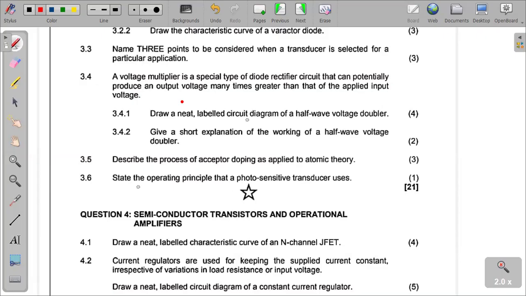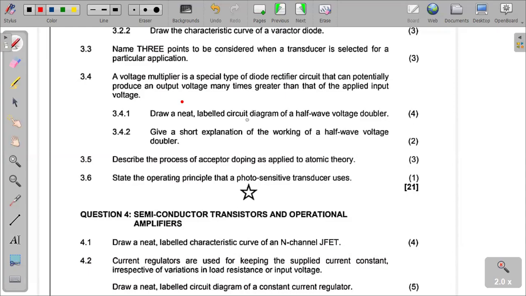State the operating principle that the photosensitive transducer uses. The voltage is generated as soon as incident light falls on the PN junction. So the photosensitive transducer is light dependent. So voltage will be generated as soon as incident light falls on the PN junction. That's 3.6.